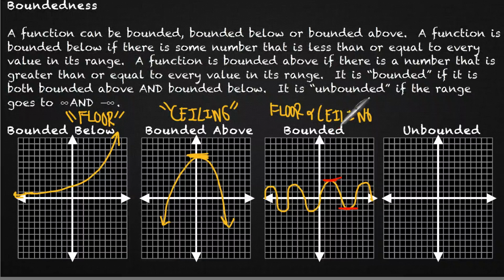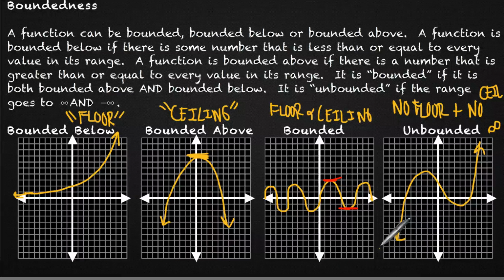You don't say it's bounded above and bounded below. No, you just say this function is bounded. And then, of course, unbounded means it has no floor and no ceiling. So in other words, let's say it looks like this. This arrow means it's going up to infinity. This arrow means it's going down to -infinity. So there is no maximum value, and there is no minimum value. It is unbounded. And that is how you describe a function's boundedness.